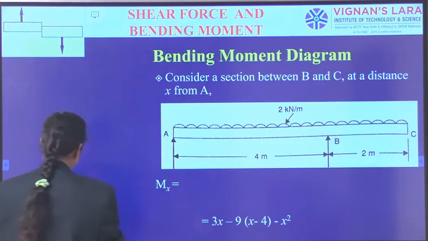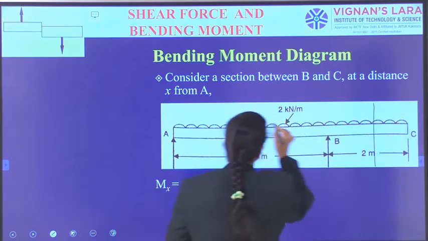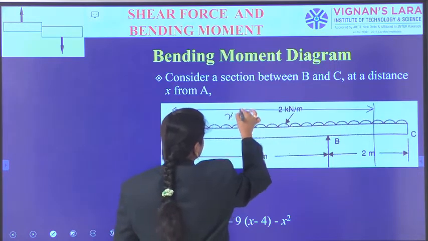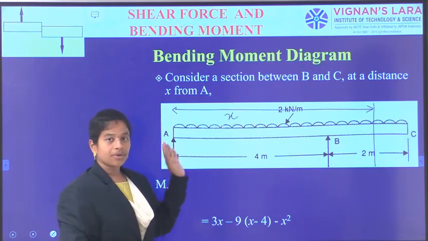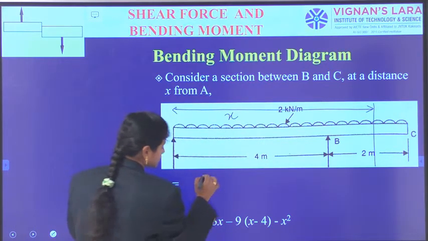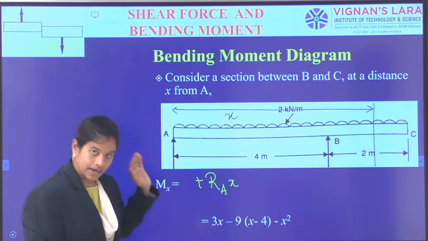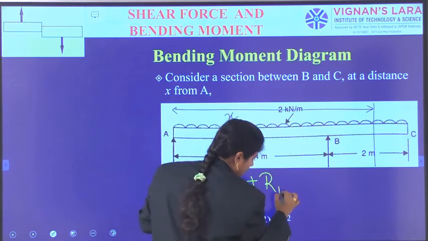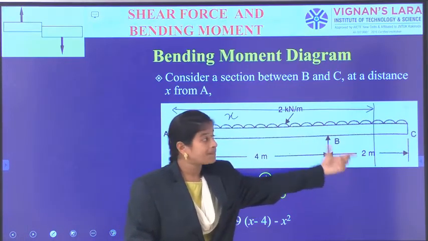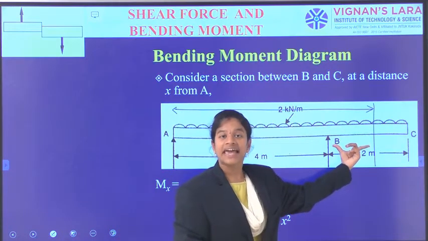Where is the next section being located? That is located in between B and C, again measured from A at a distance x. The corresponding Mx equation we have got as Mx is equal to plus RA times x, and also plus RB times, what is the perpendicular distance between RB and the section line? As the whole is x, this remaining is 4. This leftover perpendicular distance is x minus 4.